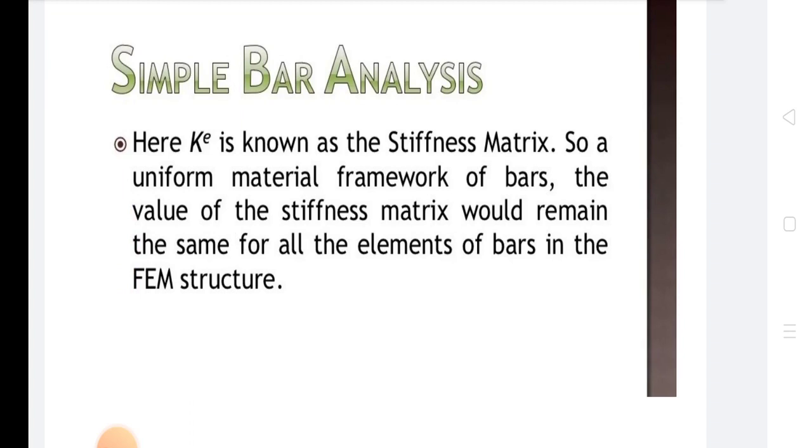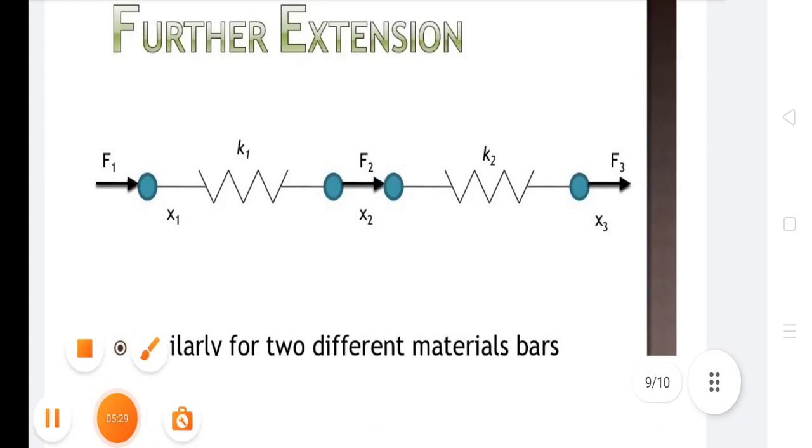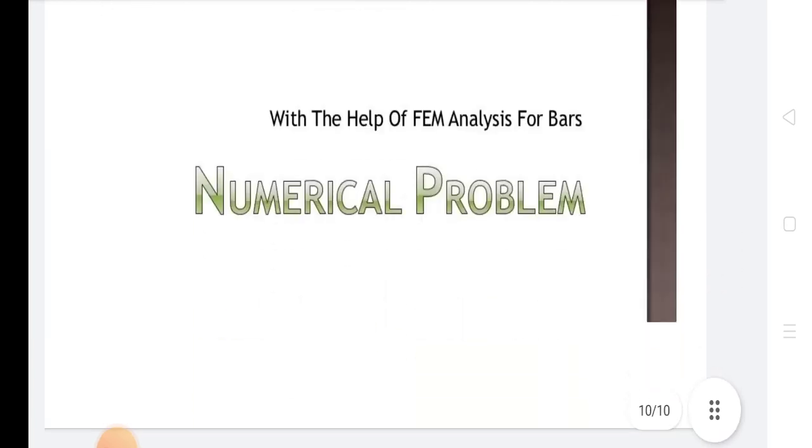For a uniform material framework of bars, the value of the stiffness matrix would remain the same for all elements of bar in the FEM structures. This is the further extension: spring stiffness k1, k2, forces F1, F2, F3, displacements x1, x2, x3. Similarly for bars of different materials.